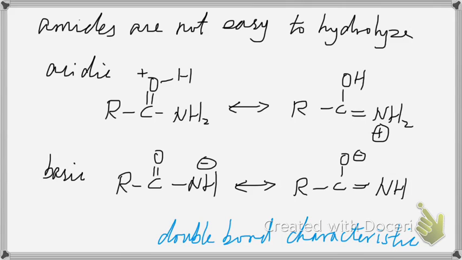So because of the strong electron donating ability of the nitrogen, the carbon-nitrogen bond is not easy to break. So even though hydrolysis of amides are irreversible reactions, amides are not easy to hydrolyze. And the amide linkage are stable. Later we will talk about proteins, and the proteins are all made through the amide linkage.